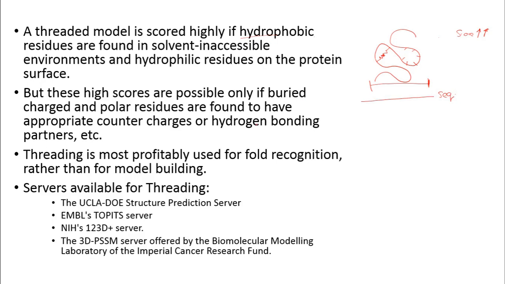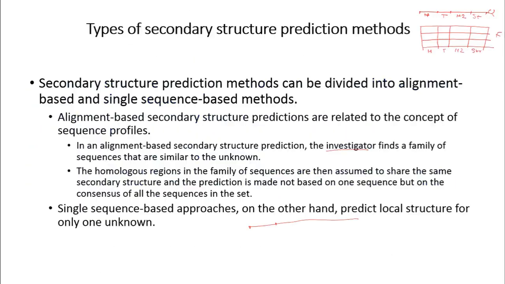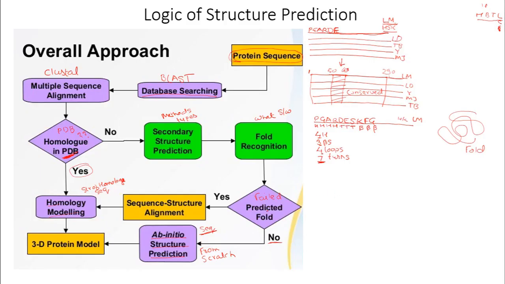Is it okay? And this is the list of software that can be used for fold recognition. There is a server called Topits, 123D Plus server, 3D PSSM. A popular server that is normally used is Phyre. Phyre is generally used for fold recognition. So what is the ultimate objective of fold recognition? The ultimate objective of fold recognition is to obtain a predicted fold.